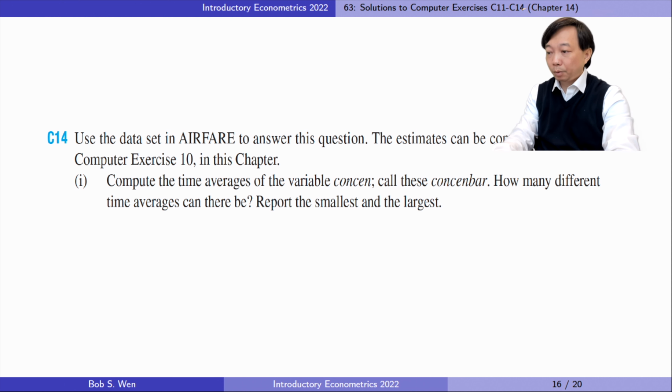In Part 1, we will compute the time averages of the variable concentration. We call this concentration bar. How many different time averages can there be? Report the smallest and the largest.